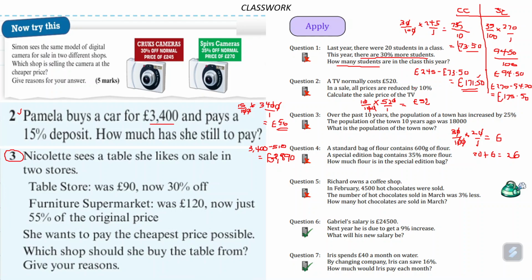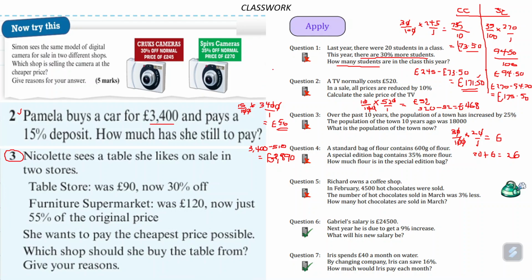But we're told that in a sale, all prices are reduced by 10%. Calculate the sale price of the TV. Therefore, you will now have 520 minus 52. 520 minus 52 will give us 468. Therefore, the sale price of the TV during the sale was £468.